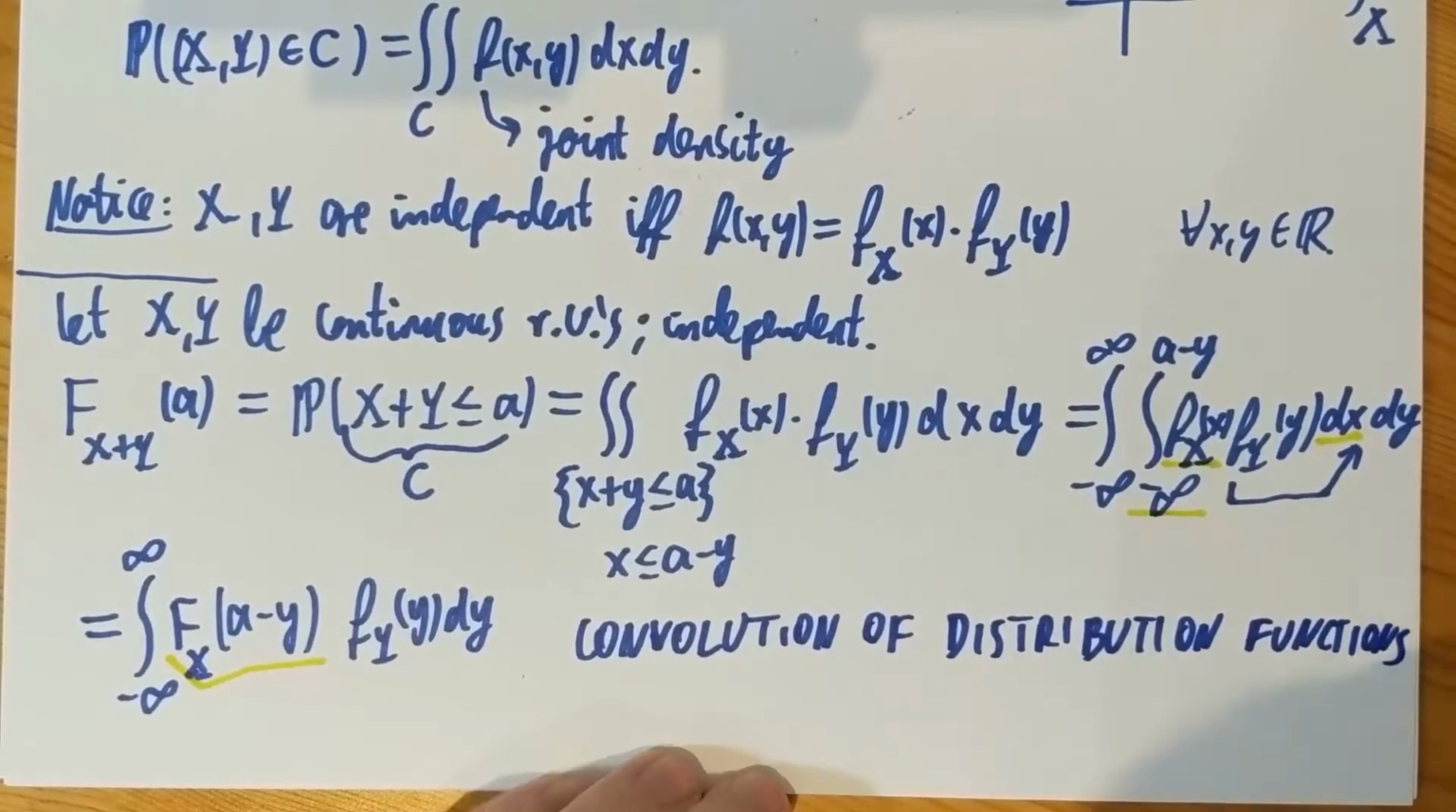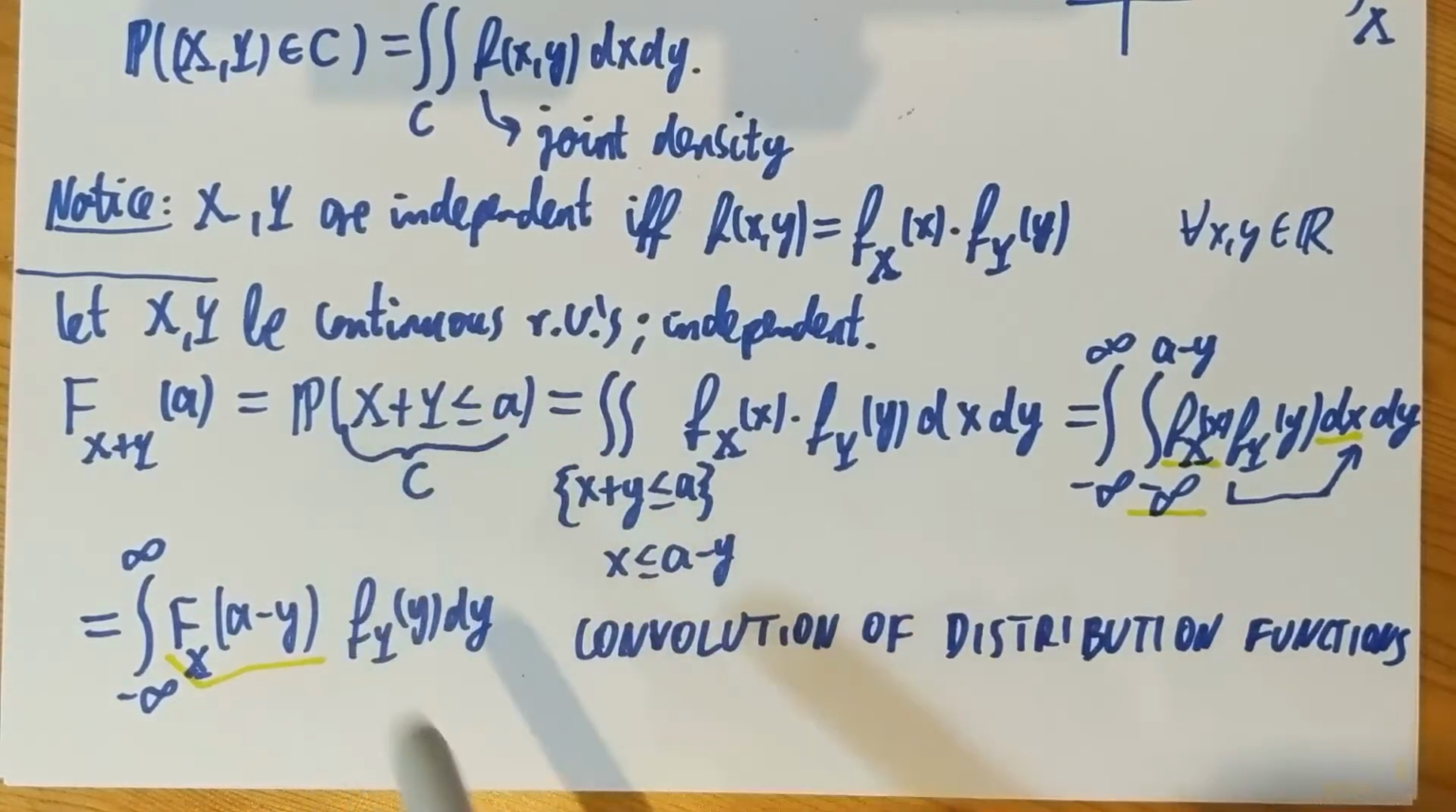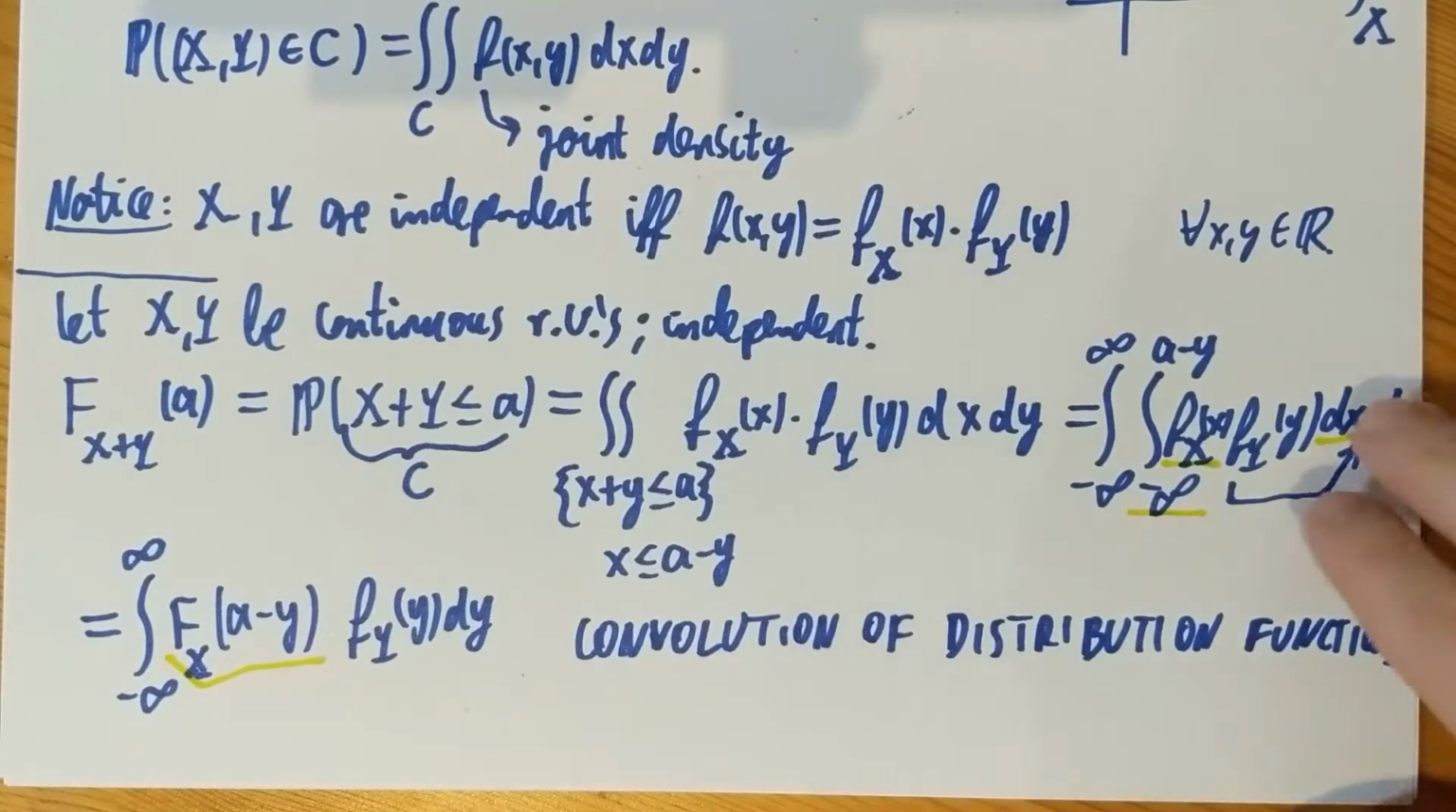It is a formula that tells me how to compute the distribution function of a sum of independent continuous random variables given the density or the distribution function of X and Y. Obviously, X and Y have a symmetric role here, so I could swap these two. I could say it's F of Y at a minus y, f of X at y. That's obviously the same thing. Now, what I'm also interested in is, of course, how to find the density from here.